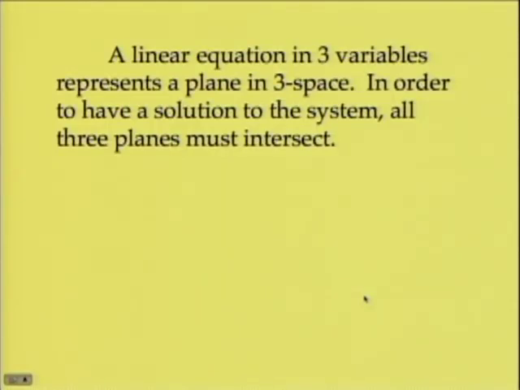All right. Now, let me tell you what's going on with this. Give you a little background. A linear equation in 3 variables represents a plane in 3-space, and we live in 3-space. And a plane is just a flat surface. So in order to have a solution to the system, I've got to have 3 planes that all cross at one point. And that happens here. I'm going to illustrate this for you.